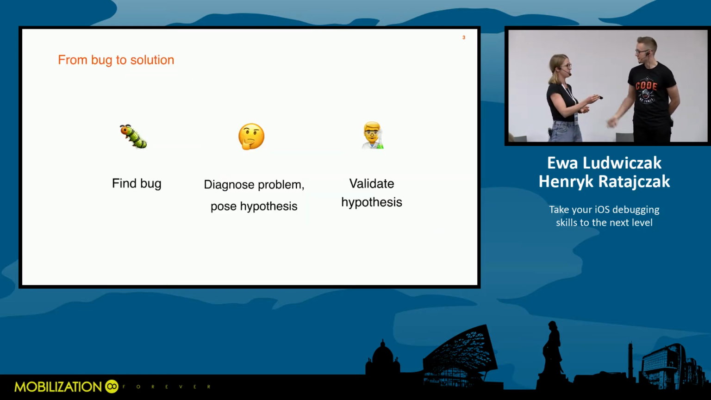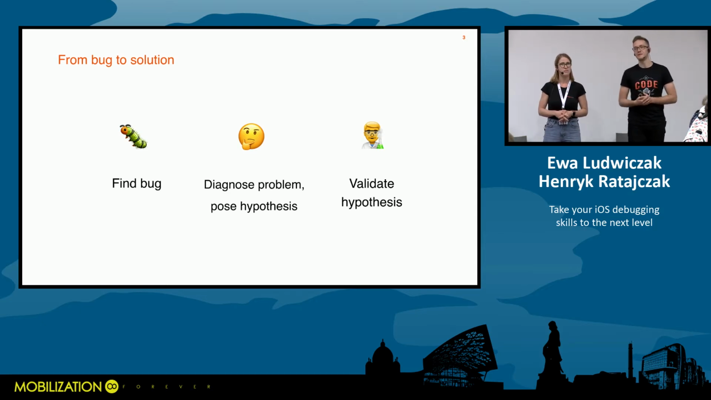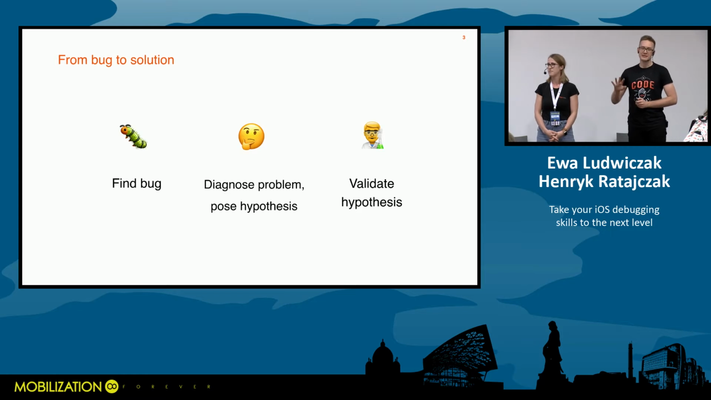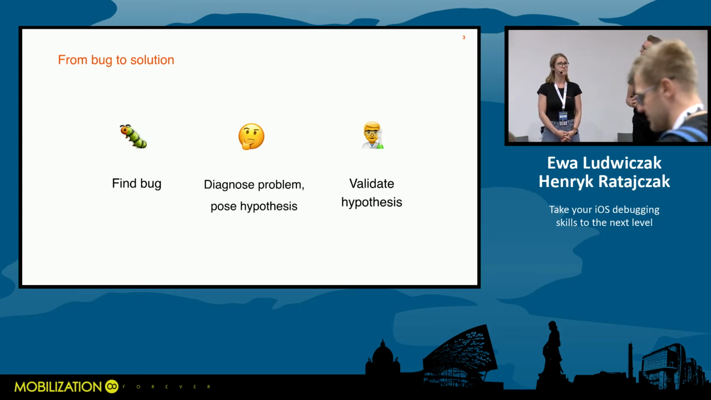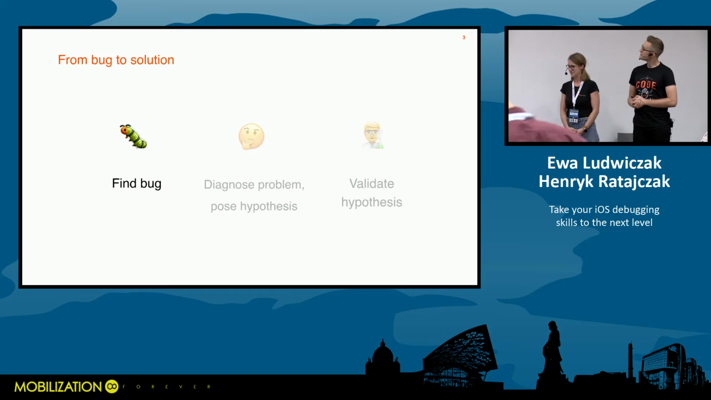Today we would like to tell you a few tips and tricks that we do while debugging. As you all know, debugging is the art of finding problems in your application and correcting them. Splitting this into 3 steps. First of all, finding the bug, because if you're not aware that something is wrong, you're not going to be able to fix it.